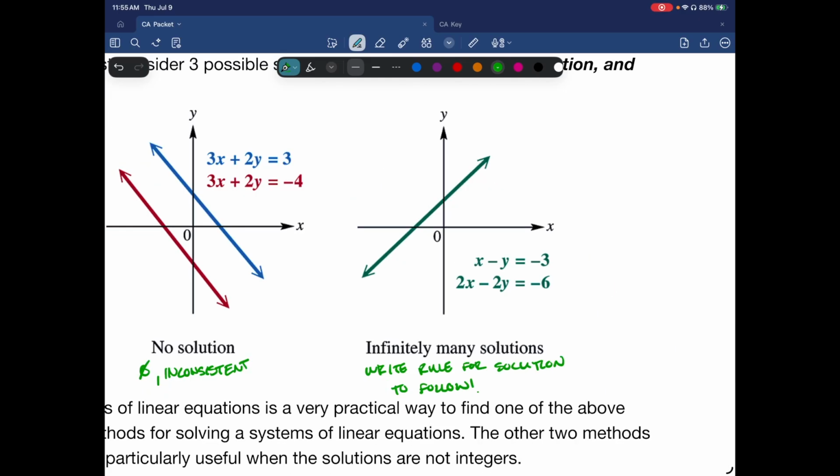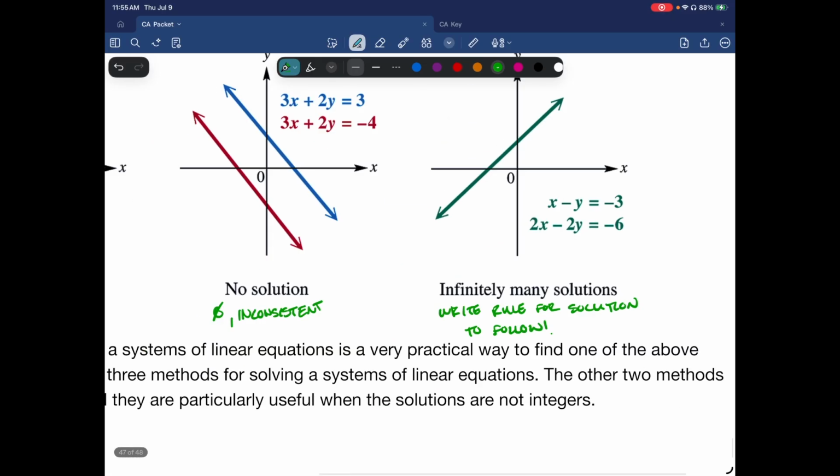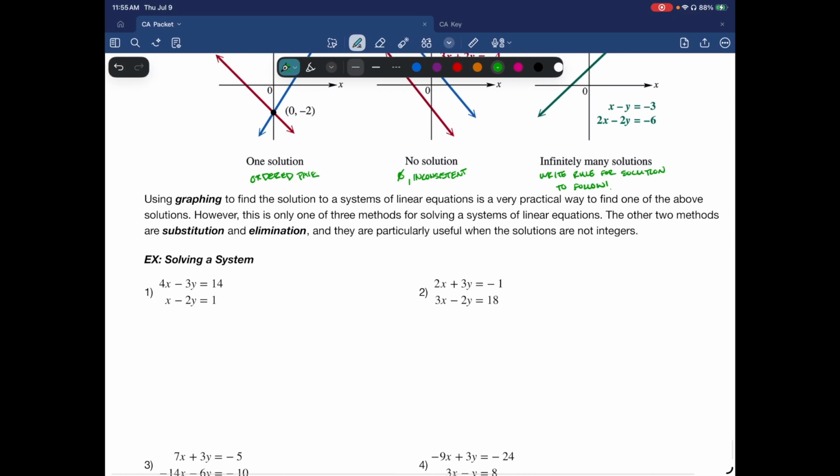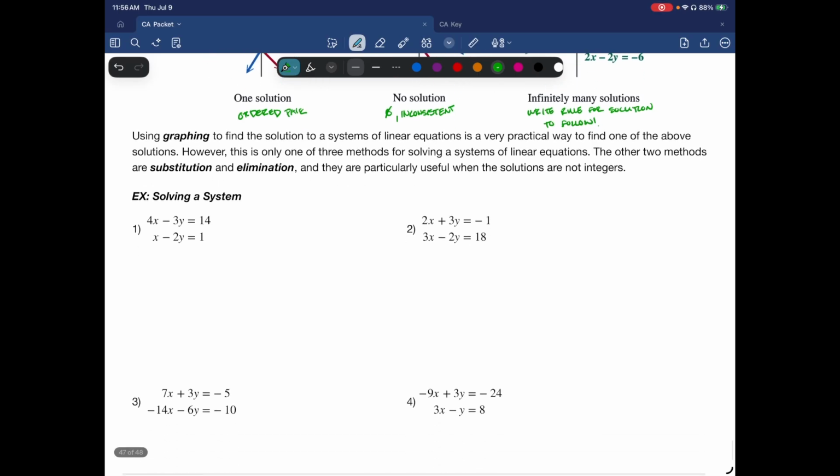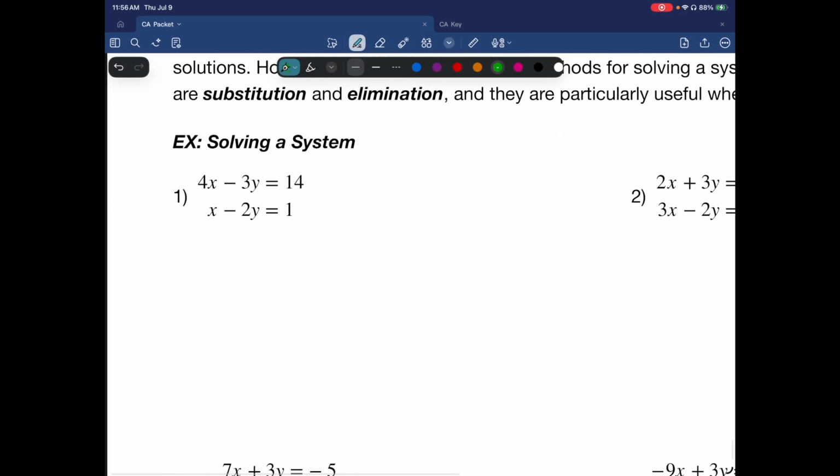If we have infinitely many solutions, we're going to write the rule for the solution to follow, and I'll tell you exactly what that means in a little bit. Using graphing to find the solutions of a system of linear equations is a very practical way to find one of the above solutions. However, this is only one of three methods. Graphing is obvious, but there are two methods, substitution and elimination, that we can use algebraically, and these are particularly helpful when I don't get straight answers like whole numbers.